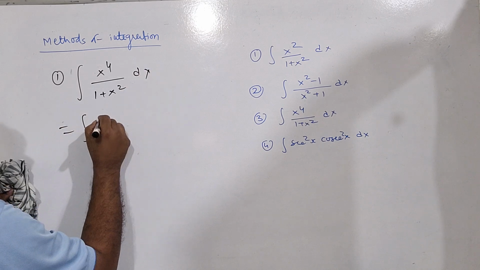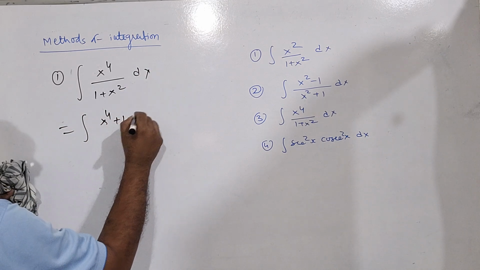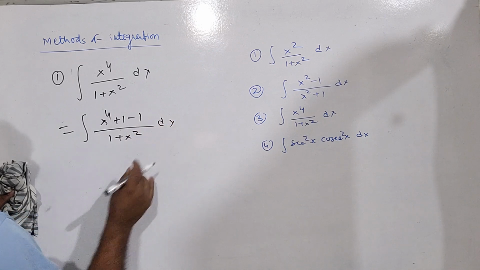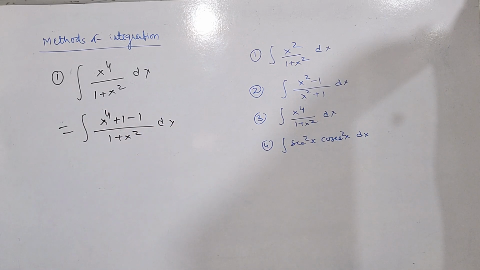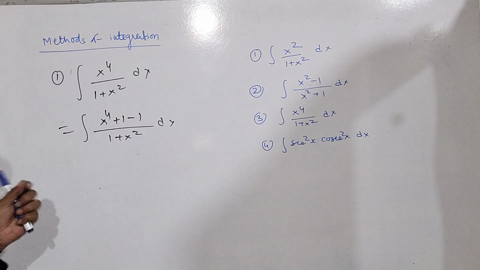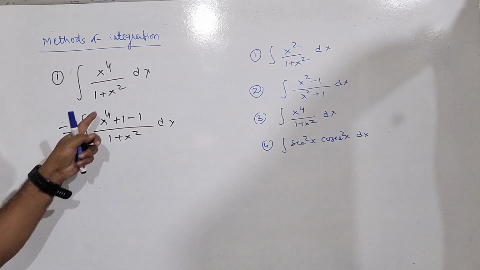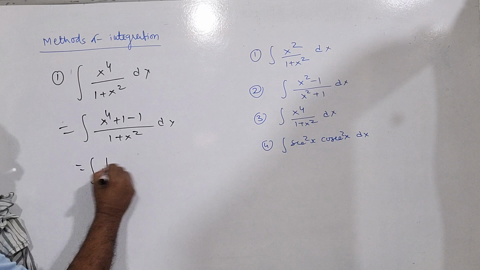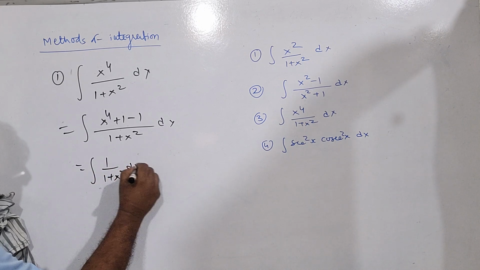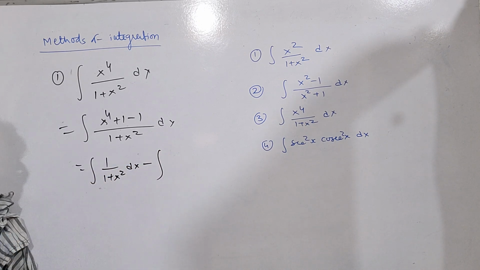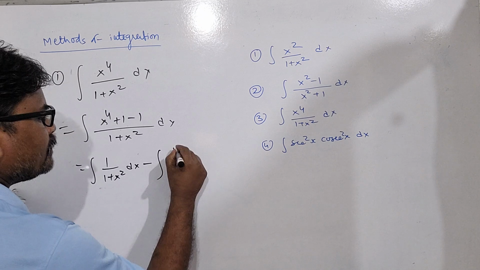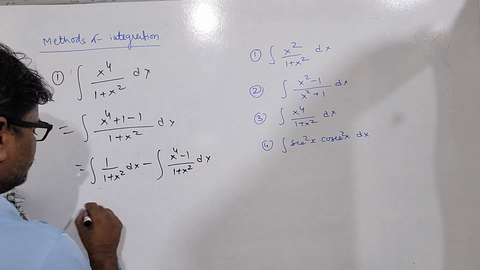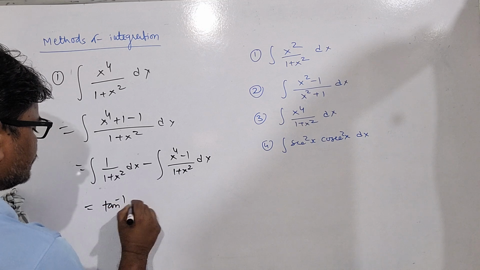So I will add 1 and subtract 1, over 1 plus x square dx. Now x to the power 4 plus 1 I cannot combine. I will combine the 1 with x to the power 4 minus 1 so that I can factorize that. So therefore here 1 upon 1 plus x square dx is one integration, which is a standard integration, and this is x to the power 4 minus 1 over 1 plus x square. So this is tan inverse of x.